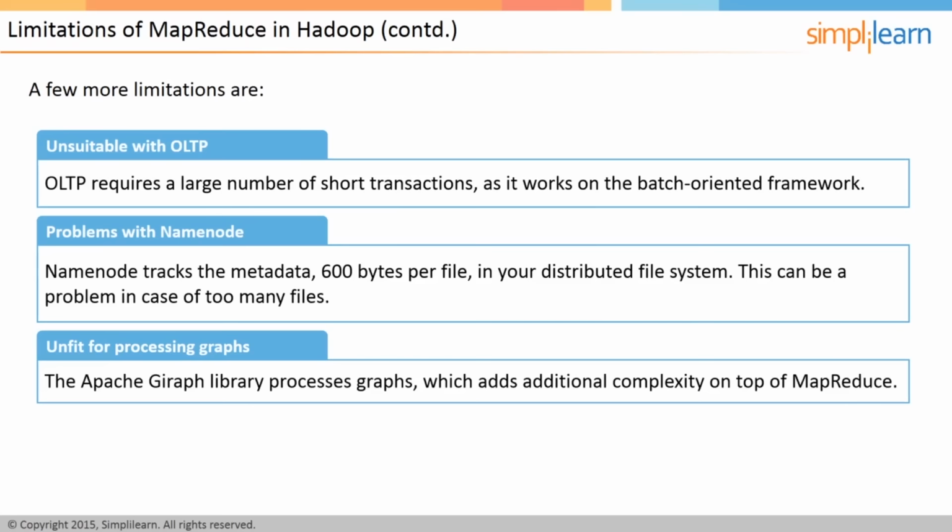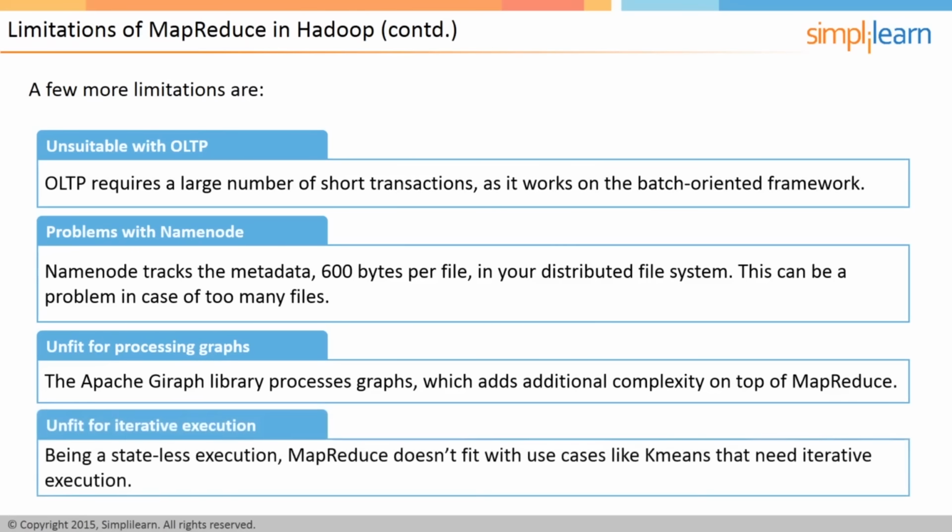Another important limitation is its unsuitability for iterative execution of programs. Some use cases, like k-means, need such execution where data needs to be processed again and again for refining results. MapReduce, being a stateless execution, runs from the start every time.